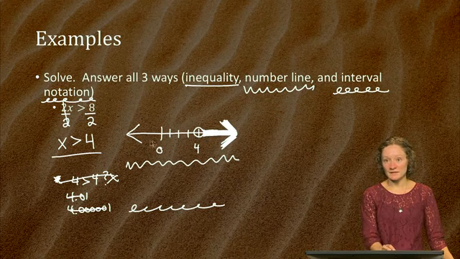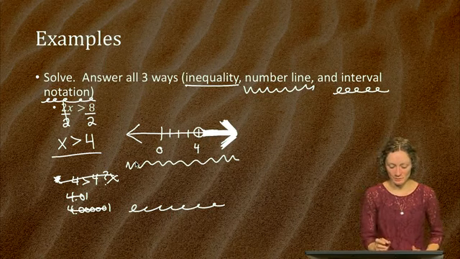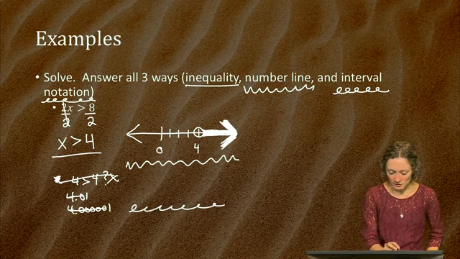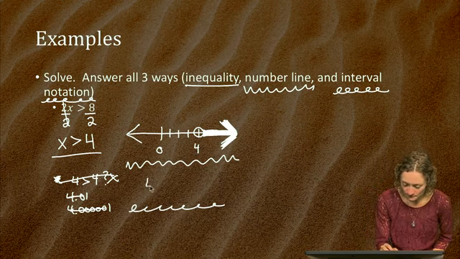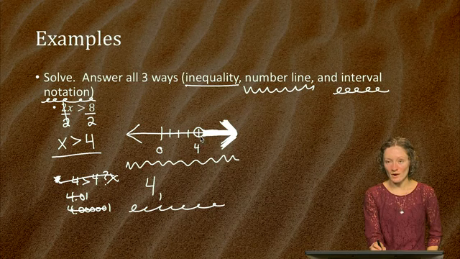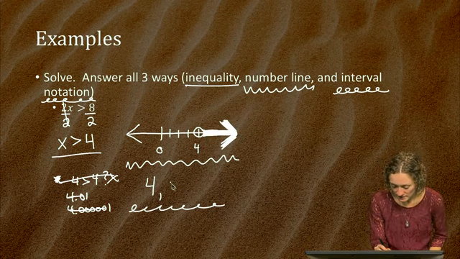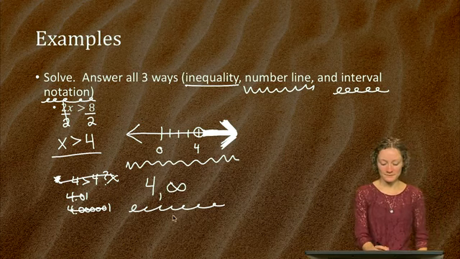Okay, so looking at this line, where's the first place we see a solution? From left to right, read it like a book. No solution, nothing, nothing. The first place we see a solution is at 4. So we'll start with 4, put a comma, okay, where does that solution end? This solution goes on forever, so the solution ends at positive infinity.